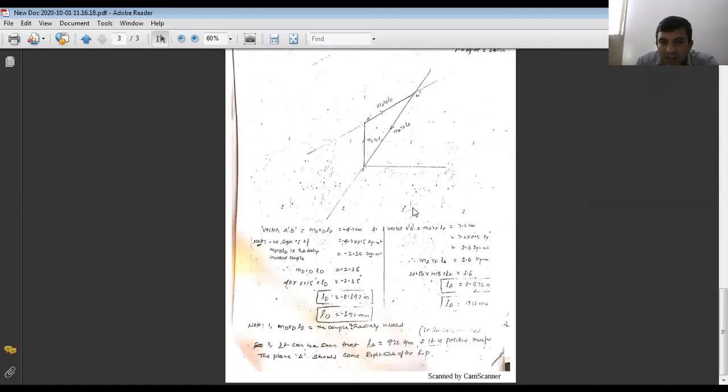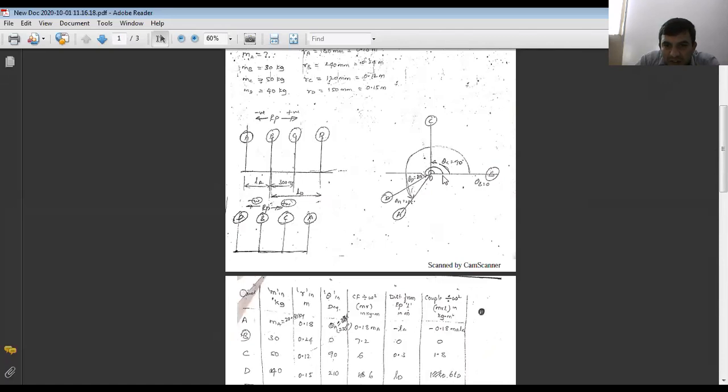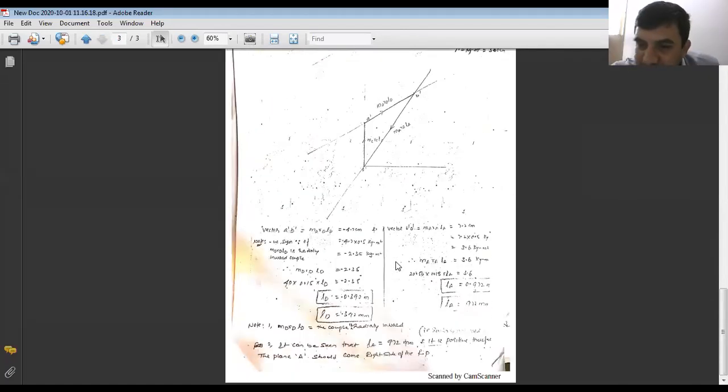Similarly, for vector B dash O dash, MARALA, it is 7.2 centimeter, and 1 centimeter equals 0.5 kg m². Multiply. Again, MARALA acts downward. In the space diagram, at 235 degrees, MA acts radially outward in the downward direction, as centrifugal force. Now try to solve this. LA will be 922 millimeter.